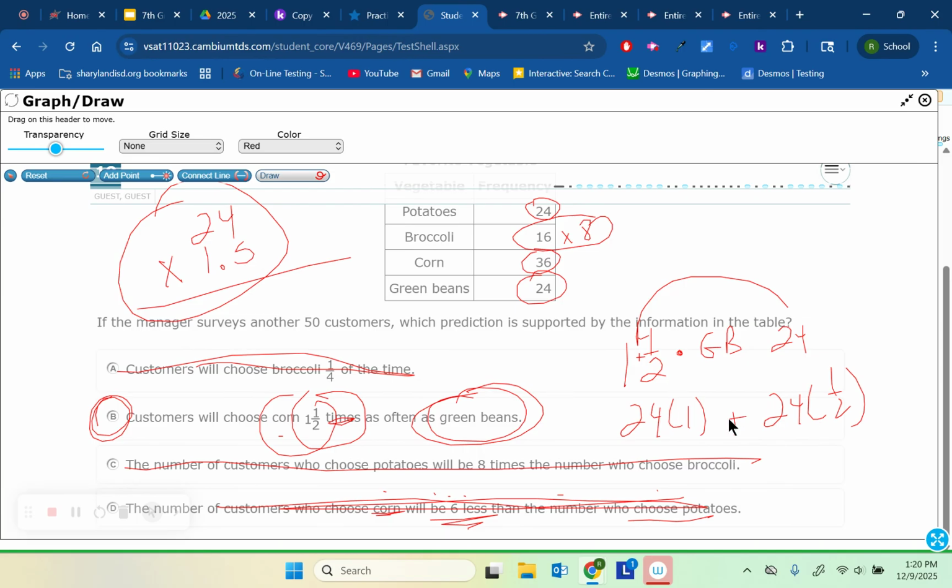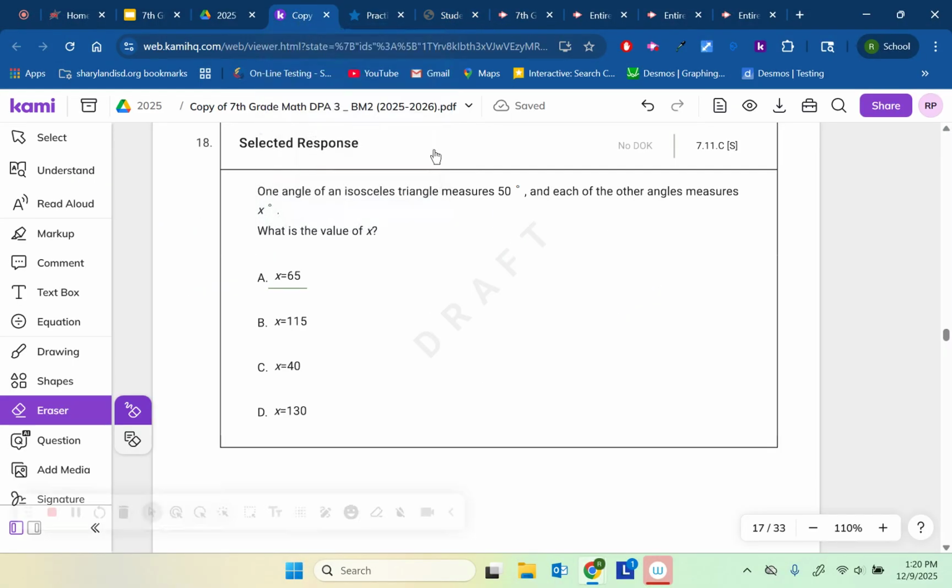Think about it this way. That's what you're really multiplying: 24 times 1 and then 24 times 1/2 of 24. Because I could have broken this down. You know what? I'm going to go over here and work it down differently so you guys can see it.